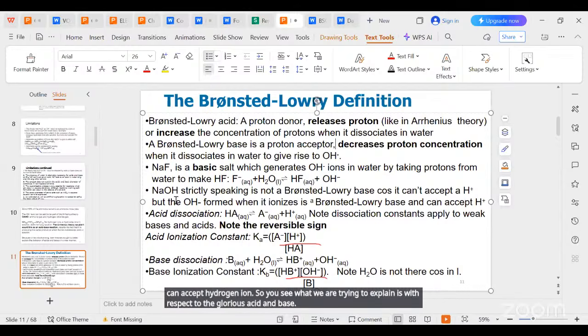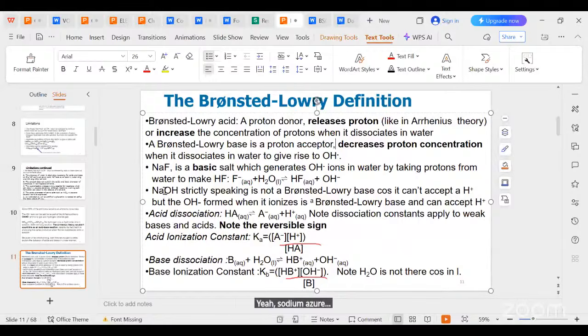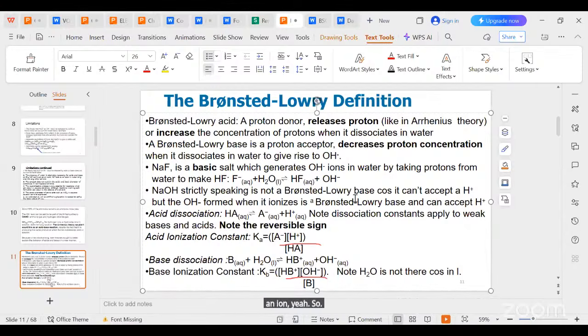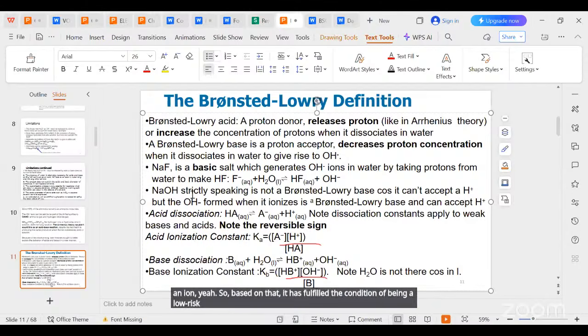Here, sodium hydroxide, if you just look at it on the surface level, only fulfills the Arrhenius definition. But if it reacts in water, it will react with the water molecule and remove the hydrogen ion there. So based on that, it has fulfilled the condition of being a Brønsted-Lowry base, but it has to first dissolve in water to obey the Brønsted-Lowry theory.